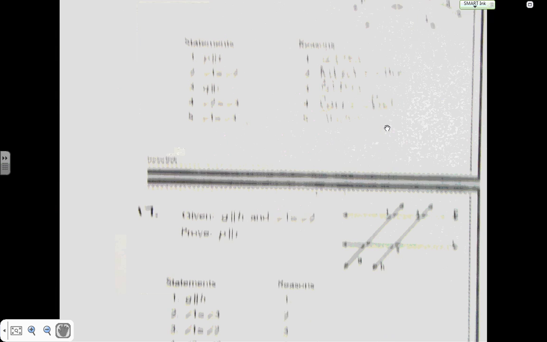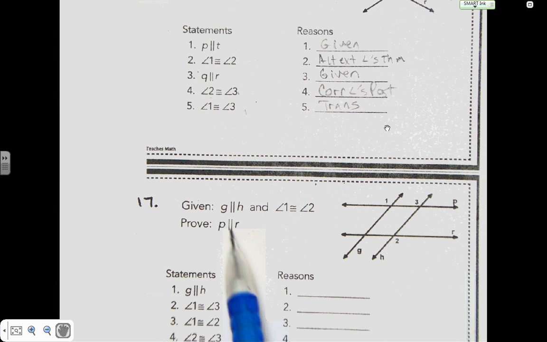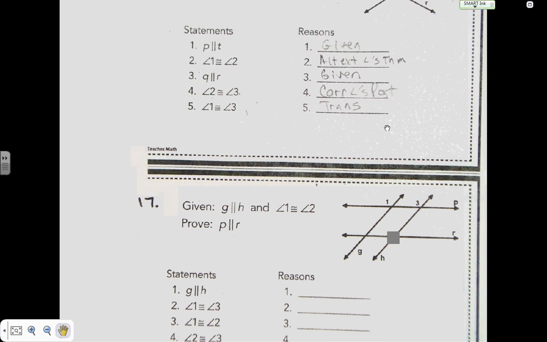Some of these, I'm not going to do this one with you, but like, see here, we're proving parallel lines. So in that step, it's going to be a converse of something probably, right? Because you're proving parallel lines. Okay? All right.